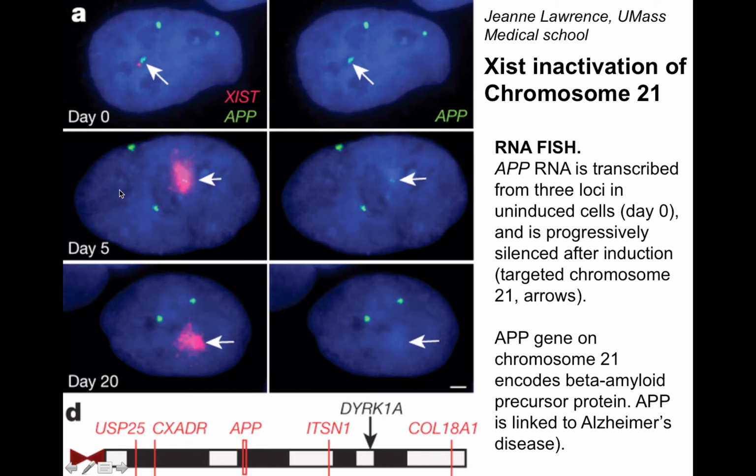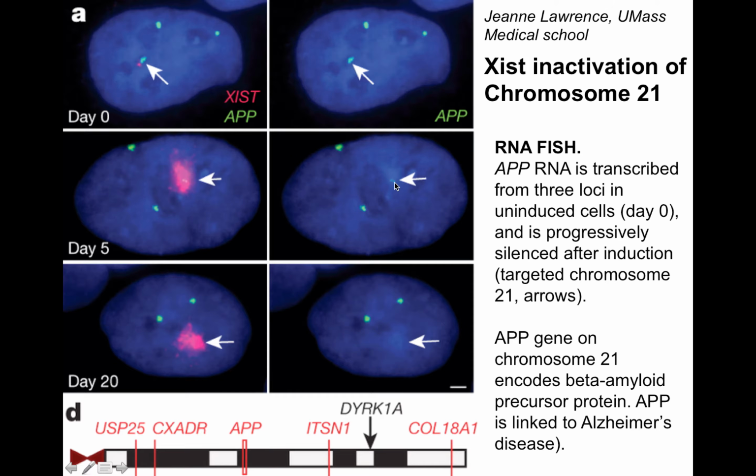As the experiment continues on day 5, you can see that one of these chromosomes is still producing an enormous amount of Xist. The question is, is this turning this copy of chromosome 21 into heterochromatin and shutting it down? Well, when we look at the presence of the APP messenger RNA, we can see that the two chromosomes that are not heterochromatinized are producing the APP, but this one that is being compacted is producing far less APP.